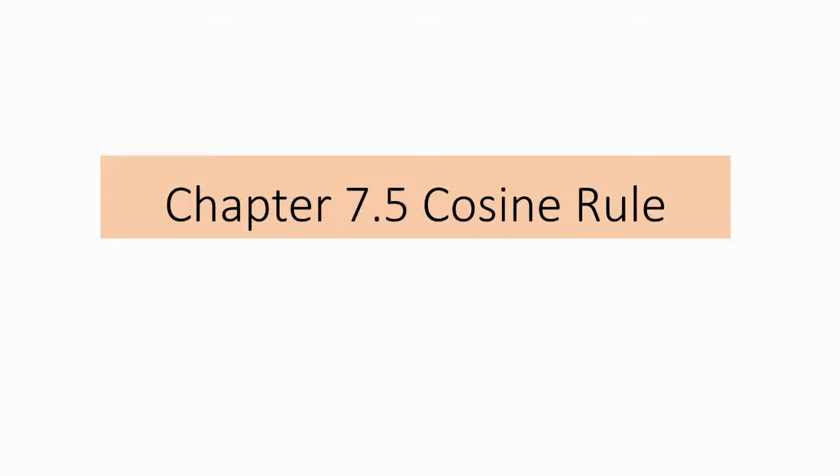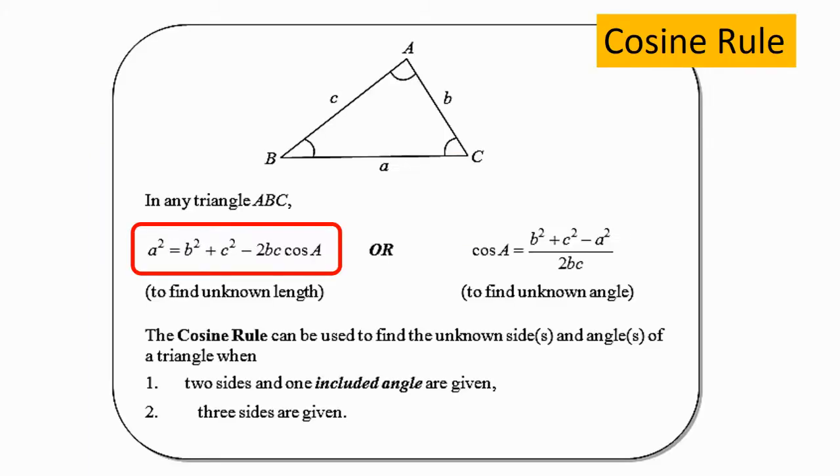Cosine rule. For any triangle, especially a triangle that's not a right angle, we cannot use Pythagoras to solve. So we can use the cosine rule. For the cosine rule, it is a squared equals b squared plus c squared minus 2bc cosine A.